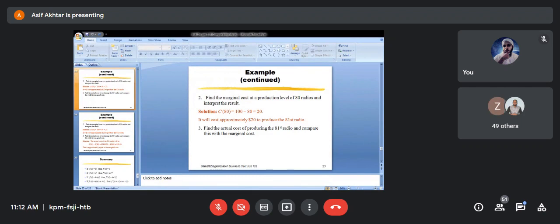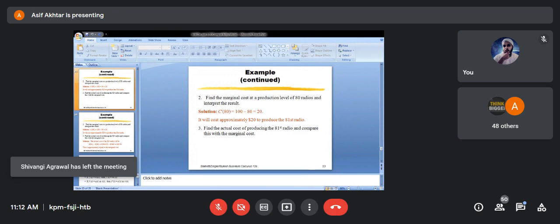Sir, first we will calculate the cost at 81, then we will calculate the cost at 80, then we will subtract 81 minus 80. We will get the actual cost of producing. And then we'll find the deviation from the marginal cost with the original cost. Right. So, Lavkesh, good attempt from your side, but some small correction is required in your explanation, which has already been substantiated by Zishan and Hamad.